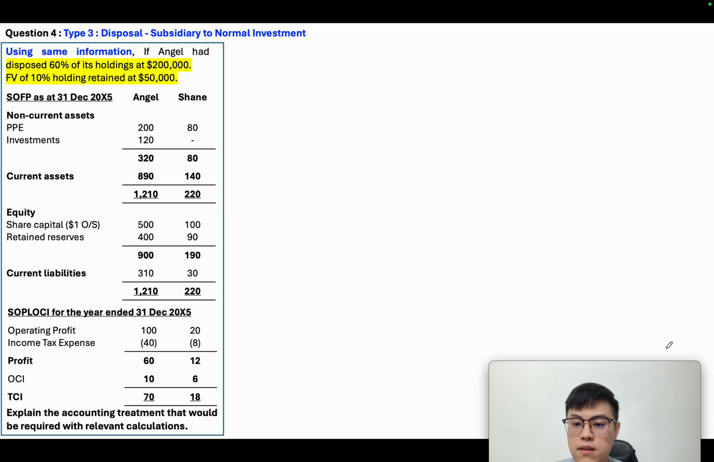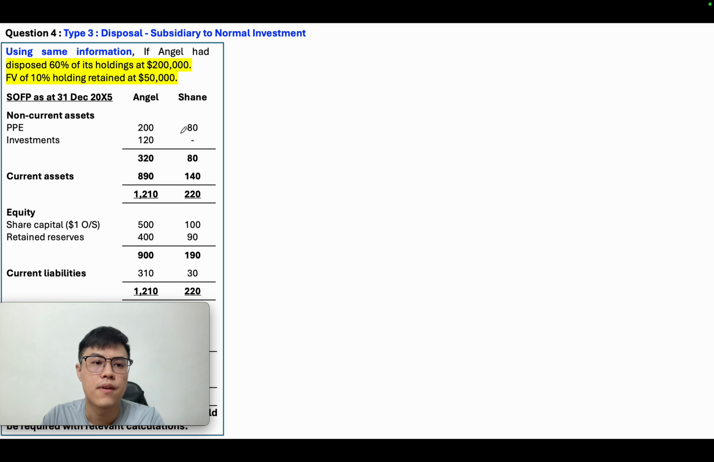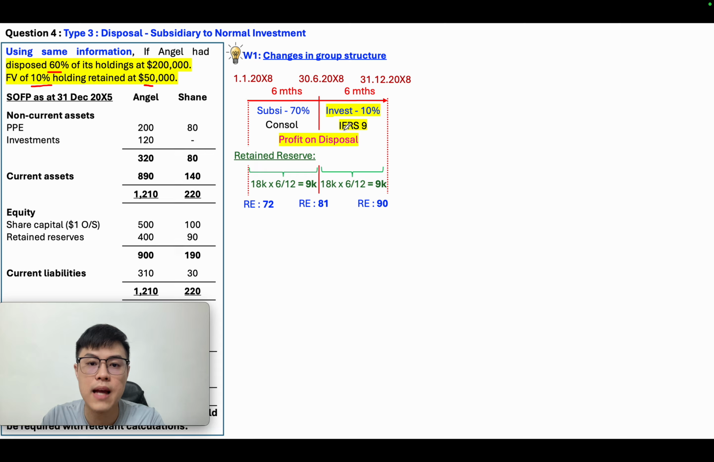And now, let's go to third scenario. So third scenario, dispose 60%, fair value of 10% actually at 50,000. So this is IFRS 9 investment. So 70% is your original holding, you dispose 60%, so you retain 10%. So you have lost the control. You need to calculate profit on disposal of subsidiary.